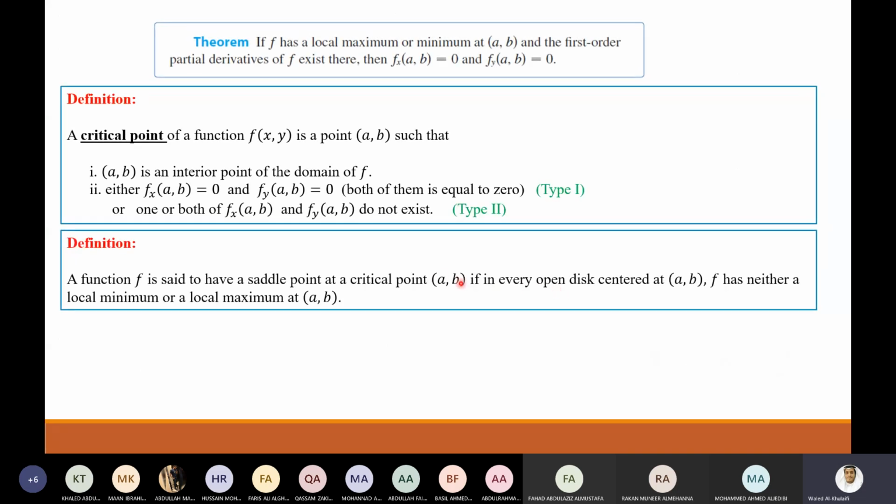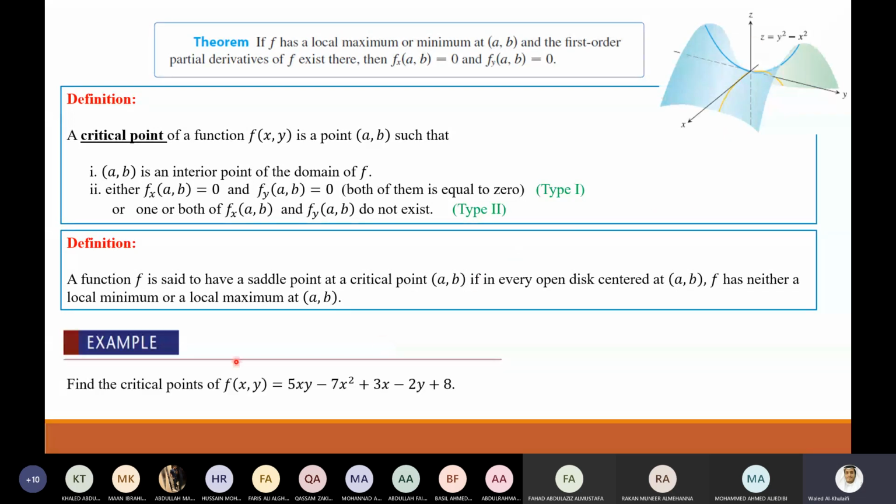In order to find the maximum and minimum values, we look for what we call the critical points of the function. The critical points are the points in the domain of the function where both first partial derivatives are equal to 0, or where the derivative does not exist. The definition: a function f is said to have a saddle point at a critical point if every open disk centered there contains points where f is neither a local minimum nor a local maximum at that point. And this is an example of one of these.